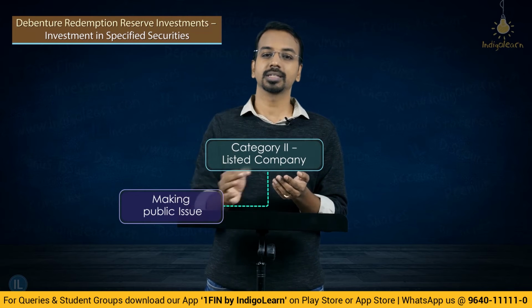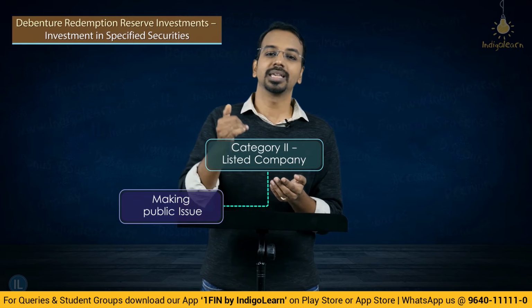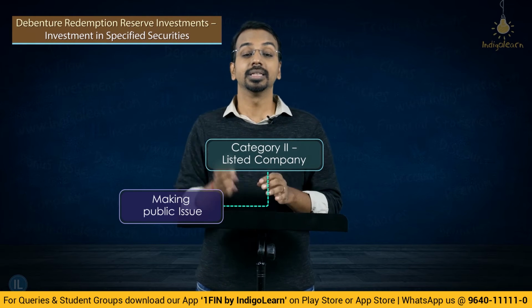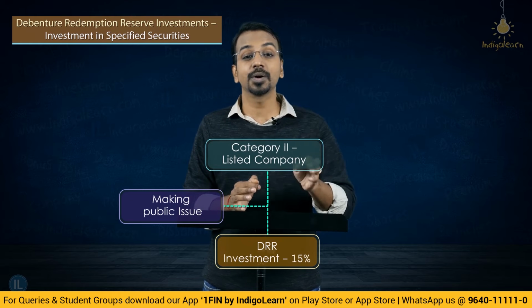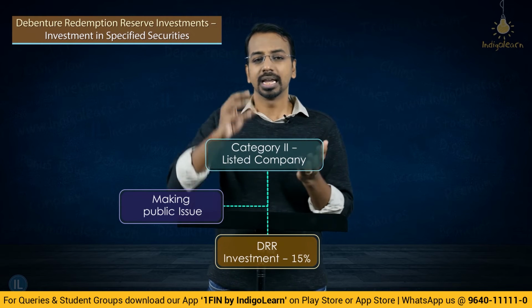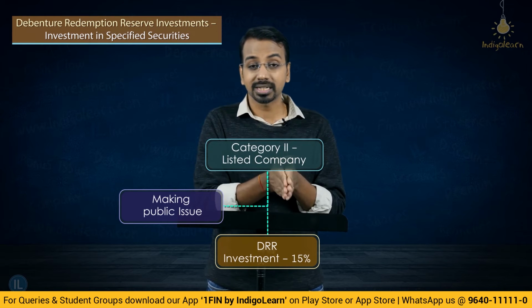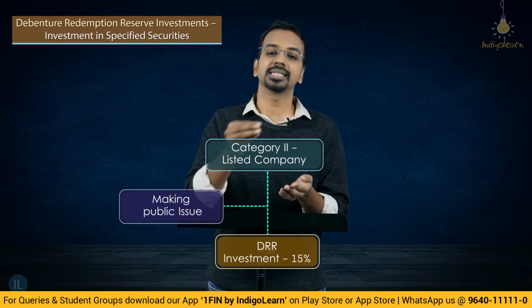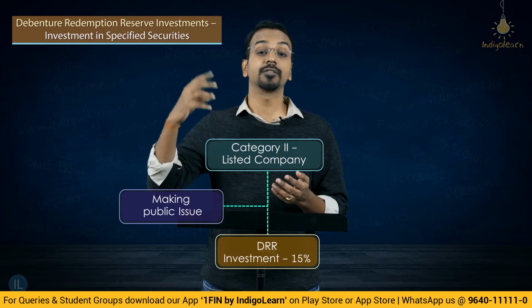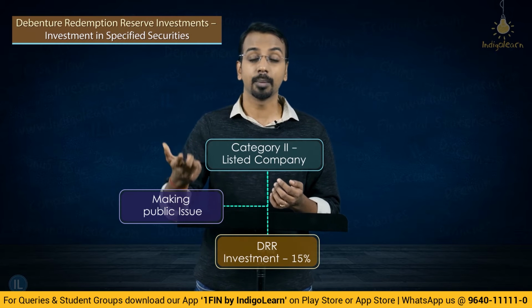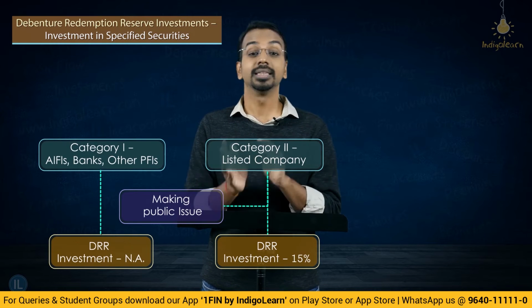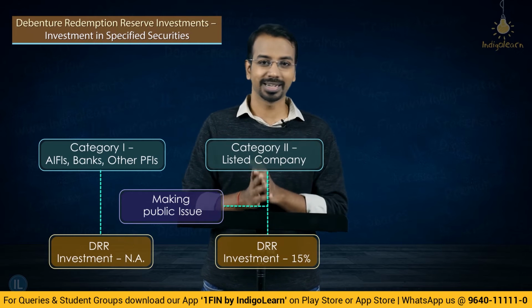Then the next category is, if it is a listed company and it is making a public issue, in that case, there is a requirement to invest 15% in specified securities. Now, this 15% should be computed on what value? We'll come to that. But what we need to understand first is, to what categories of company is that investment norm applicable? For the first category, All India financial institutions, banking companies and public financial institutions, they are not required to invest in specified securities.